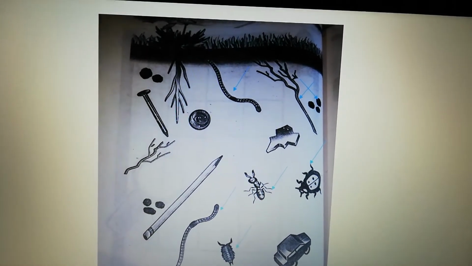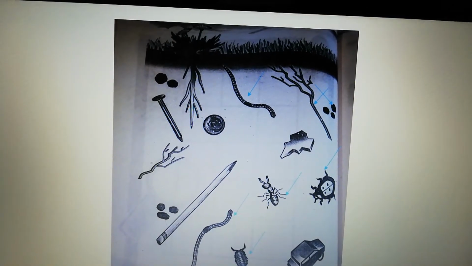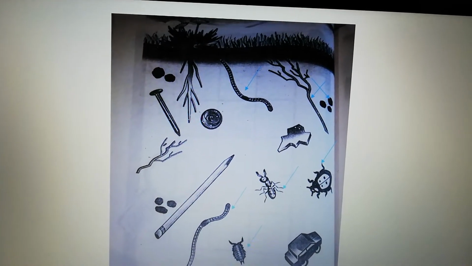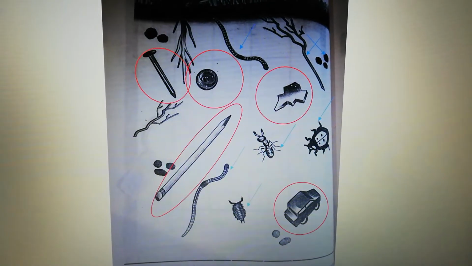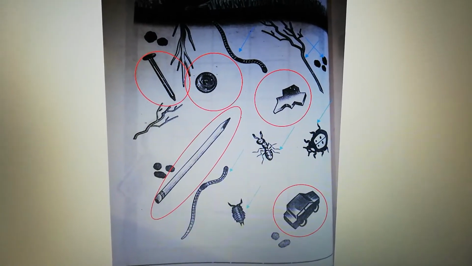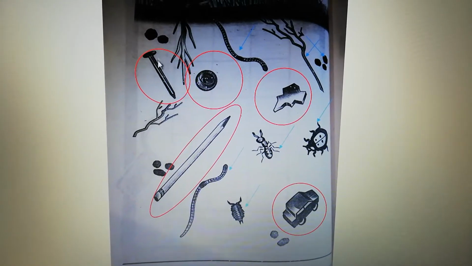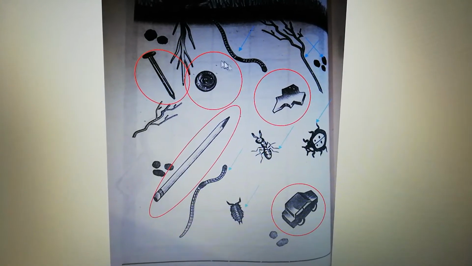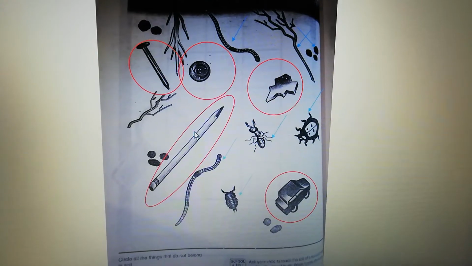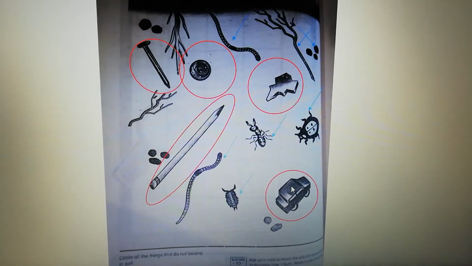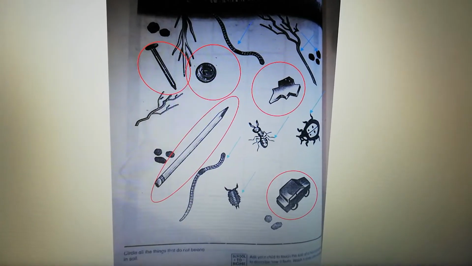So they are asking us in page 170 to circle all the things that do not belong to this soil, so that are not found inside the soil. So normally you do not find a nail, the cufflink, glass, pen, and a car. So these things are not found inside the soil.